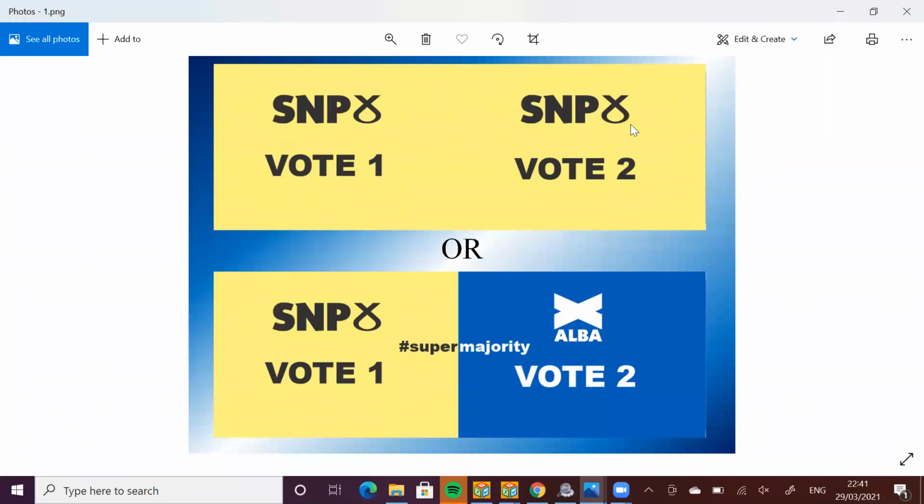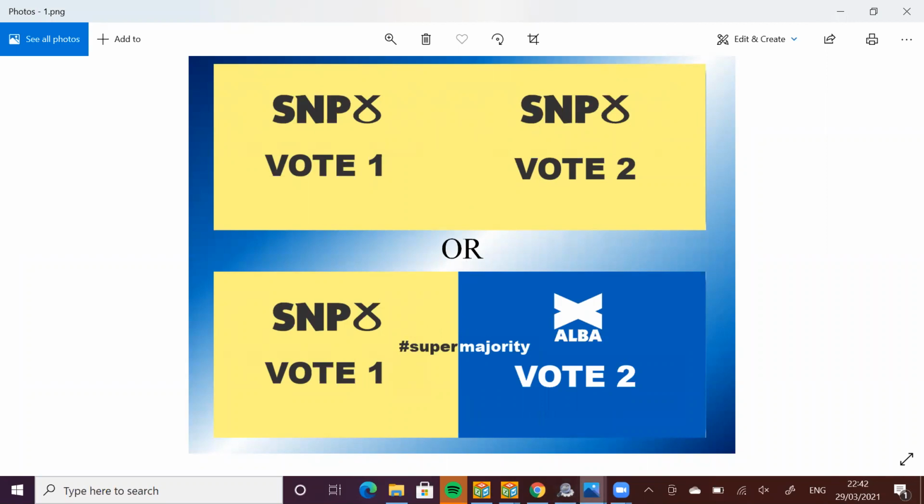So the big question and big topic of discussion recently is both votes SNP or both votes yes. Both votes yes can be SNP 1 and either Alba or the Greens getting your second vote. On this presentation, I'm going to focus on SNP 1 and Alba 2.